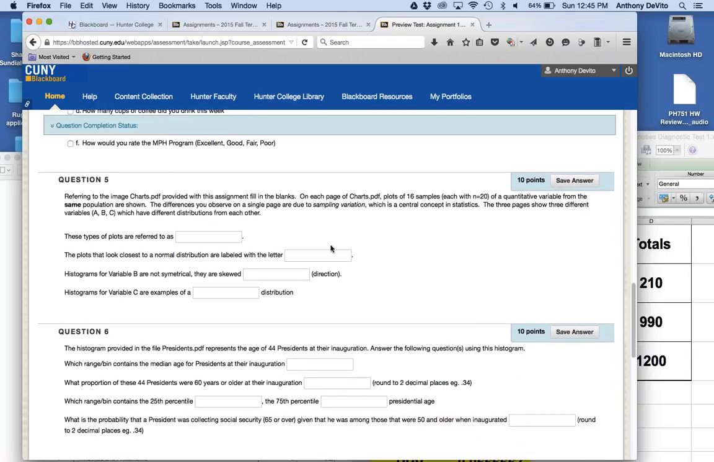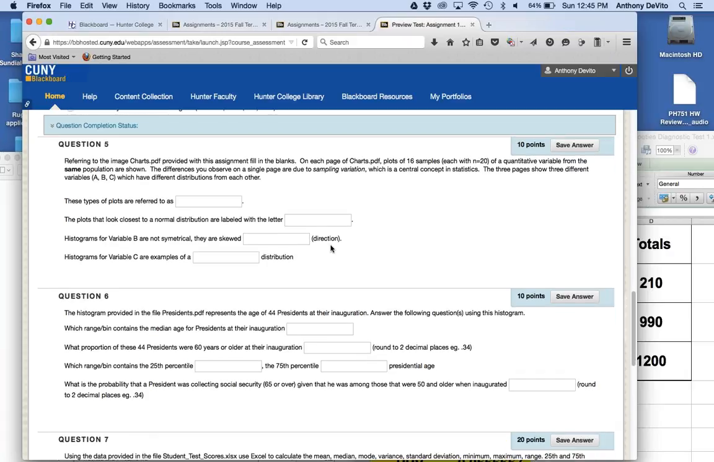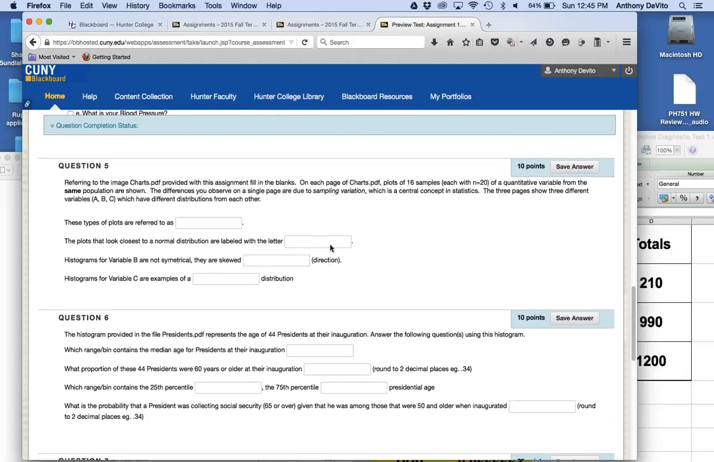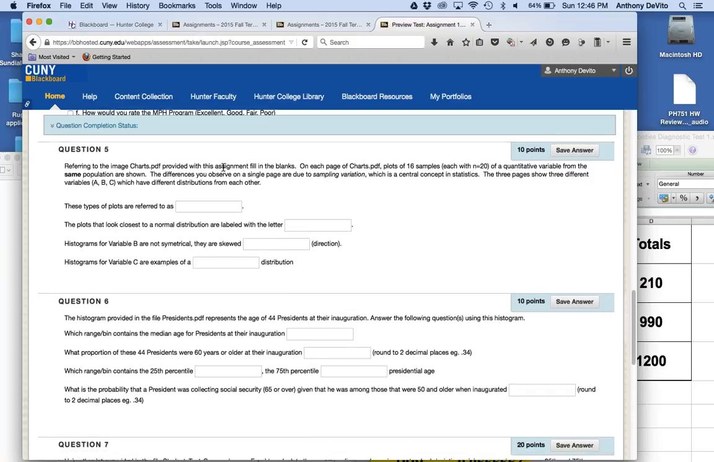Okay, so let's take a look. I'll leave that to you. I think you get feedback when you answer those on which ones are right and which ones are wrong. In fact, I'm going to go back and make sure that the feedback is turned on so you can tell which ones you got right and which you got wrong when you look back at it. Okay, question number 5, referring to the image chart.